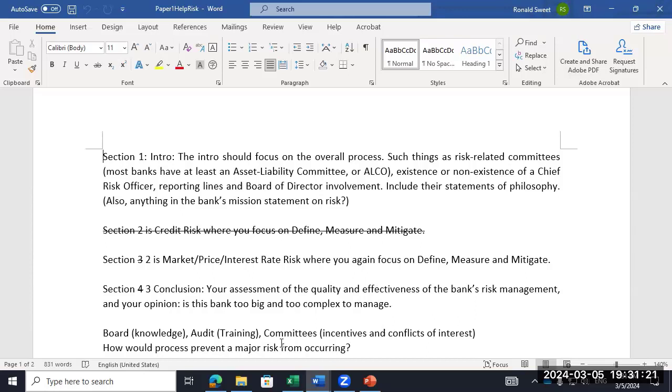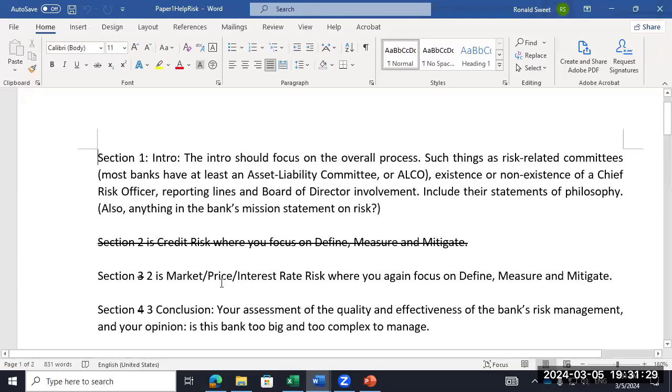So this is just a help document to give you some ideas of what should be in there. So you do have the intro section, which can be pretty significant. So who is your bank? That's why I recommend you might even start with their mission statement, their core values. How far down you have to go before the word risk shows up.